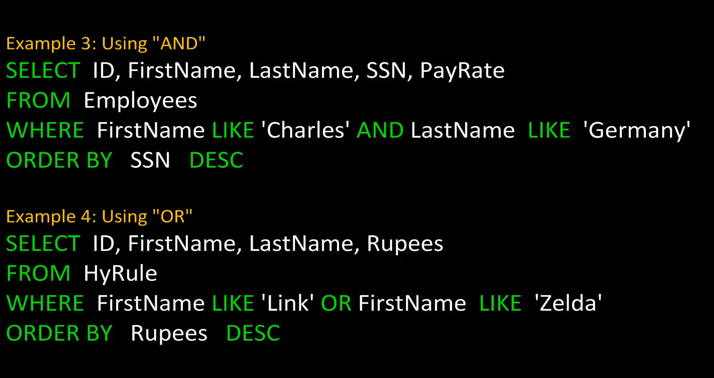If you look at the fourth example, we're using the logical OR. And remember, with OR, only one side has to be true. So we're going to select the fields ID, first name, last name, and rupees from the table Hyrule, where first name is like Link or first name is like Zelda, either one. And then we're going to order by rupees in descending order.